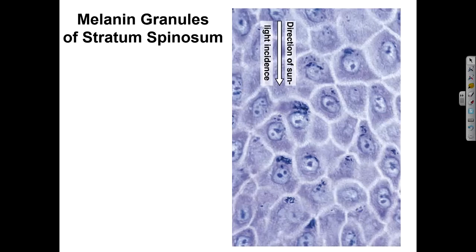Yes. As the melanin granules mature in the melanocytes, they get darker. And then once they're secreted, that's it. That's the final melanin granule. But it doesn't get any darker once it's secreted. All that maturation occurs within the melanocyte.